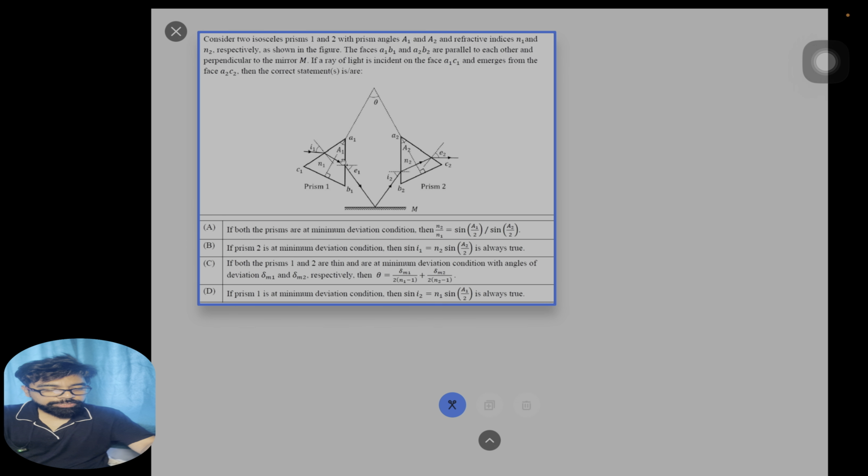So here is the question. I'll first start from the question and option A, and then we'll slowly go to option B, C and D. I'll just zoom into this.